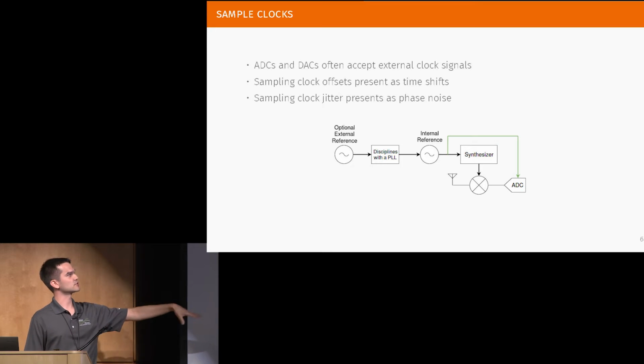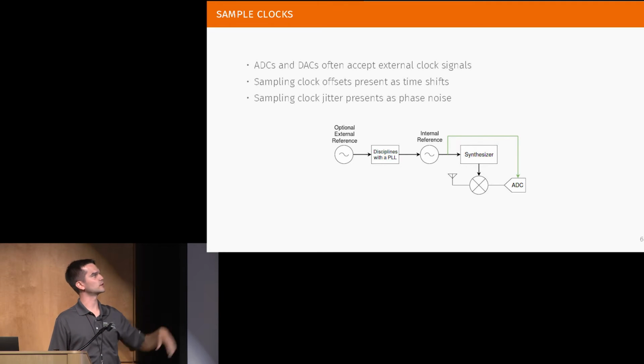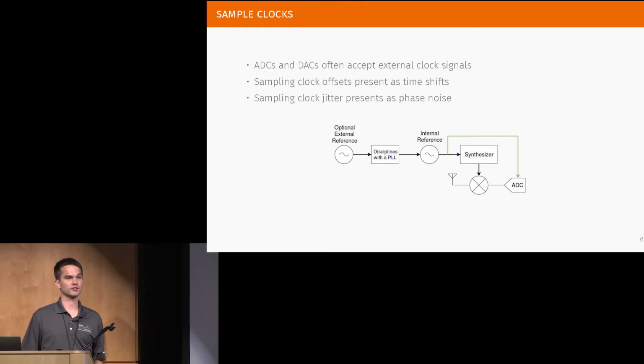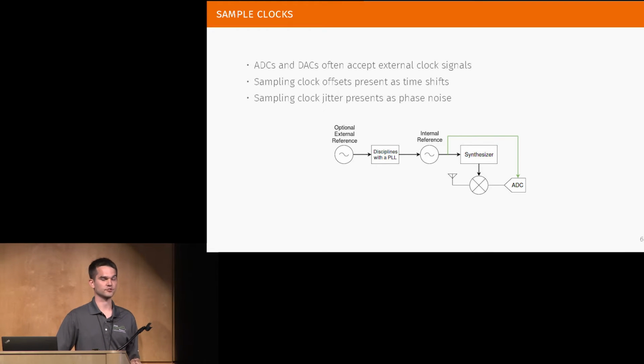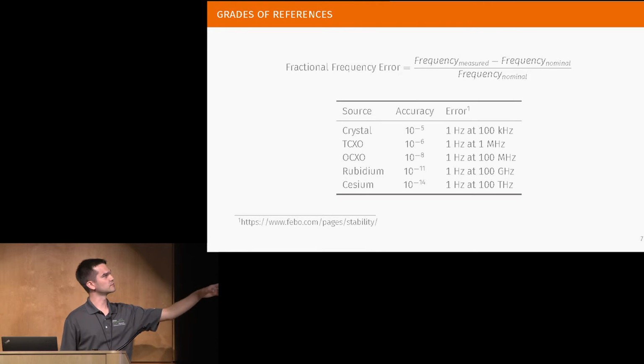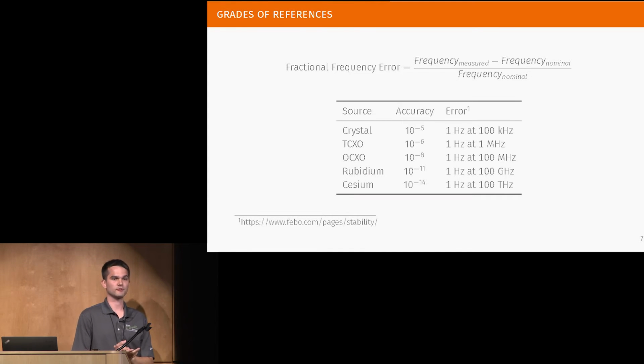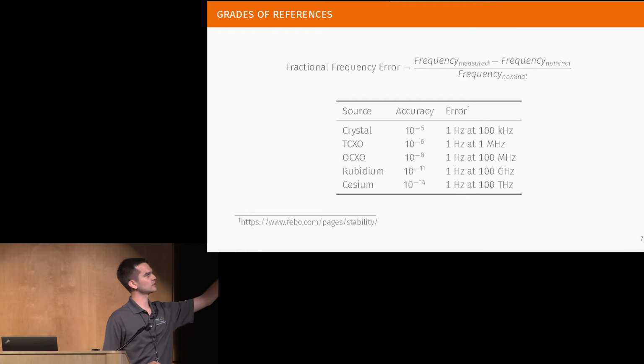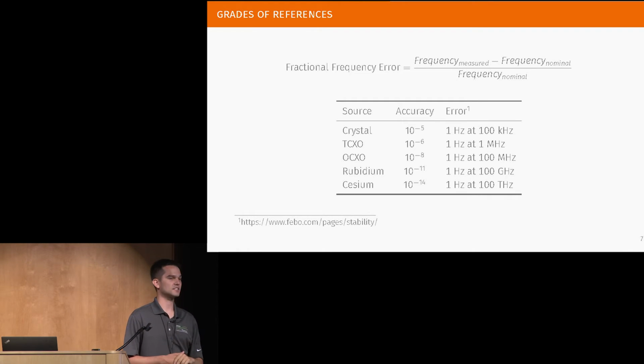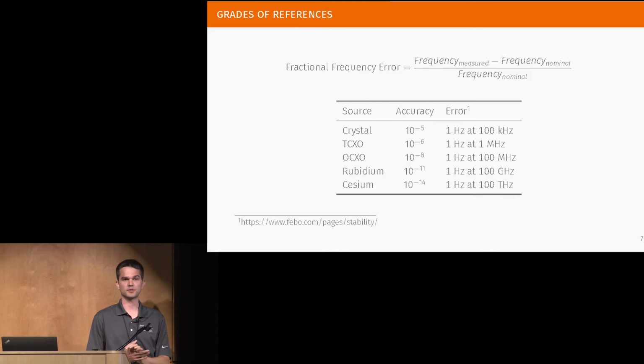And so this is one of those instances where you can really improve things by supplying an external reference or just making sure that your internal one is actually quite stable. So this is an overview of the most common references that are available. Most boards will have either a crystal or a TCXO on board because those are pretty cheap these days.